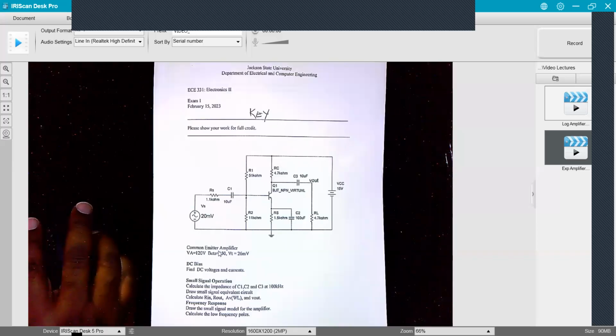Okay, so I started here with the common emitter amplifier. That's this configuration. I have VA is 120 volts, beta is 150, and your thermal voltage is 26 millivolts. We haven't talked about VA yet. This is called the early voltage.